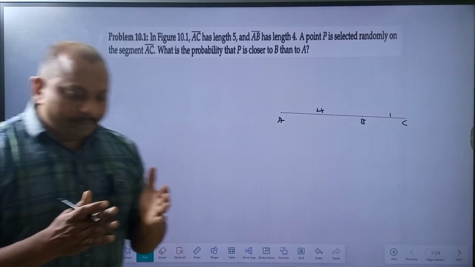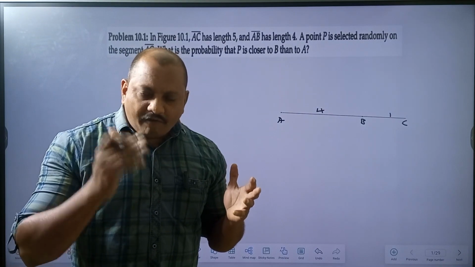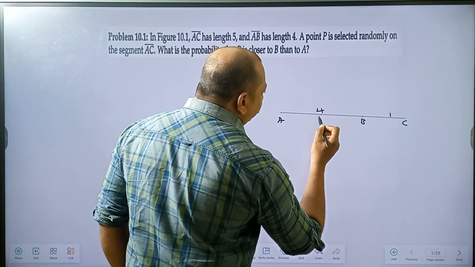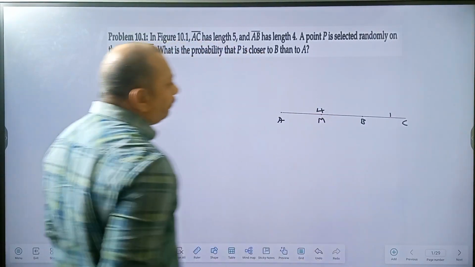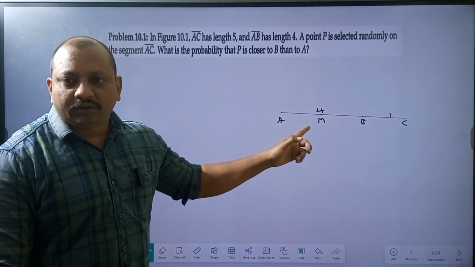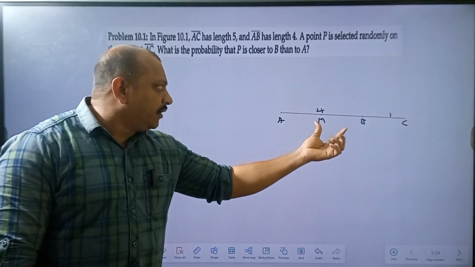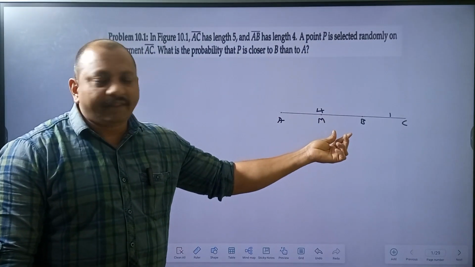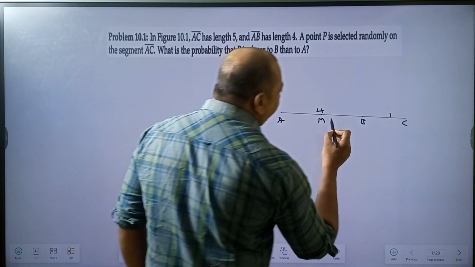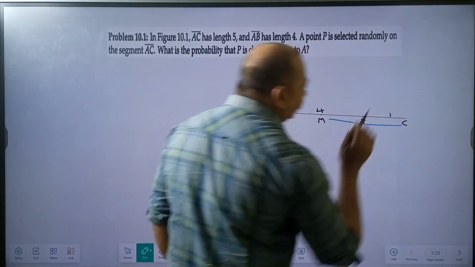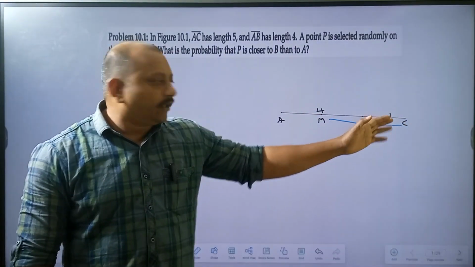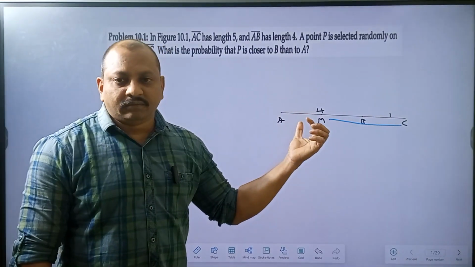Closer to A or B is decided by the midpoint of the segment AB. I am taking M as the midpoint of AB. For P to be closer to B than to A, on this AB segment P must be in the region MB. Either in this region or you can go up to C. That is, P must be greater than this point M. Then the point P is closer to B than A.